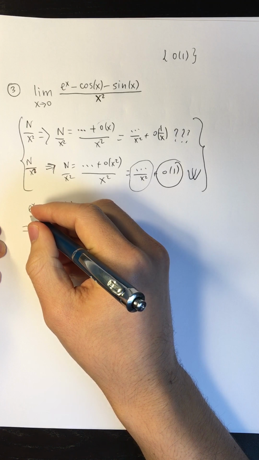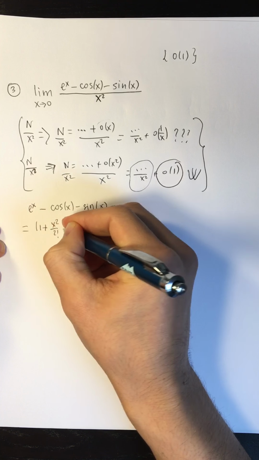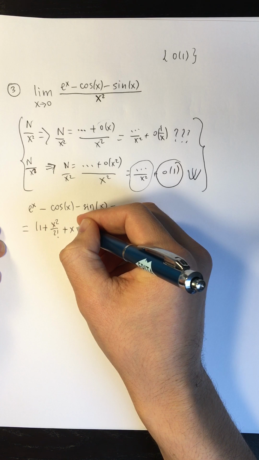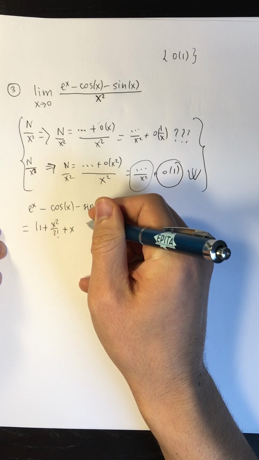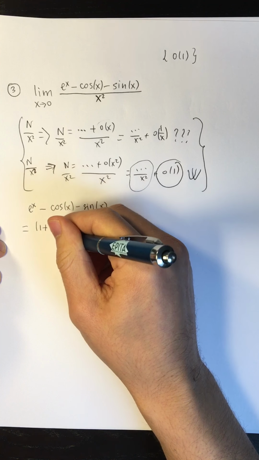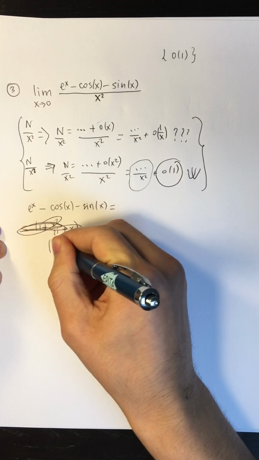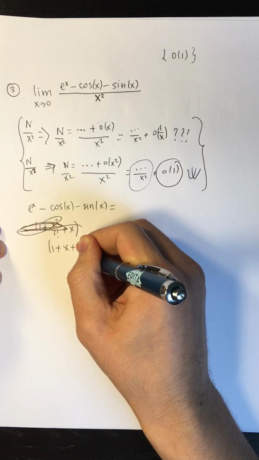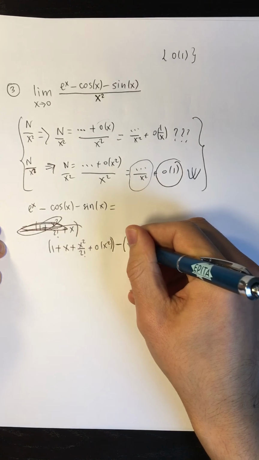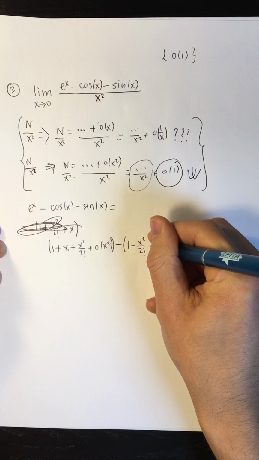So e to the x, second order, what is it according to the formula? e to the x is 1 plus x plus x squared divided by 2 factorial, let me check it. It's 1 plus x plus x squared divided by 2 factorial, but it doesn't matter. I'm just erasing and rewriting. You must memorize this formula. This is for e to the x. And for cosine x, second order, what is it? 1 minus x squared divided by 2 factorial, right? Plus o(x squared).